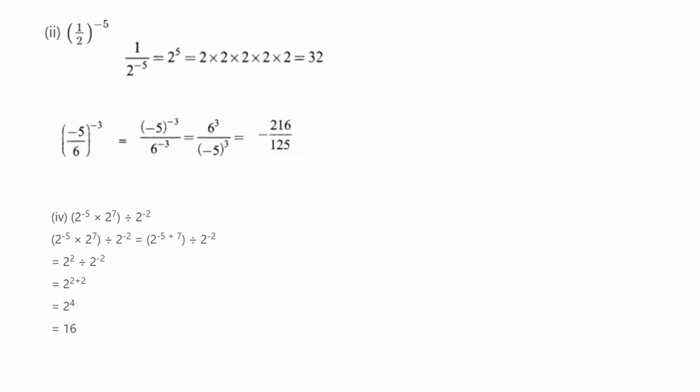Next one, 1 by 2 to the power minus 5. That is a to the power minus m equal to 1 by a to the power m. So we can write it as 1 by 2 to the power minus 5. So 1 by a to the power minus m, we can also write it as a to the power m. So we get 2 to the power 5. So 2 into 2 into 2 into 2 into 2, 32 is the answer.